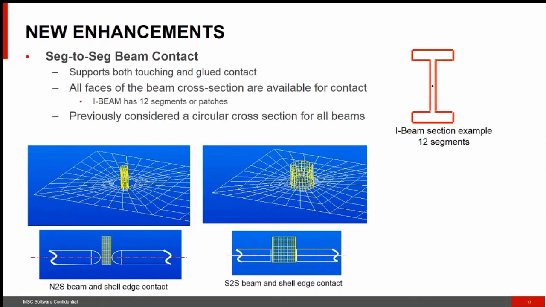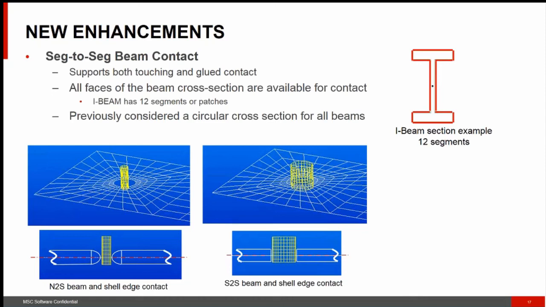Generally, the way Nastran approaches this is that all faces of the beam are treated as a patch, and the user has control over how to define these patches, or how many patches. This is also provided to the user. For example, on the right-hand side, you can see an I-beam. We have about 12 segments. You can see the segments on the flanges and the web, so the total will be about 12.